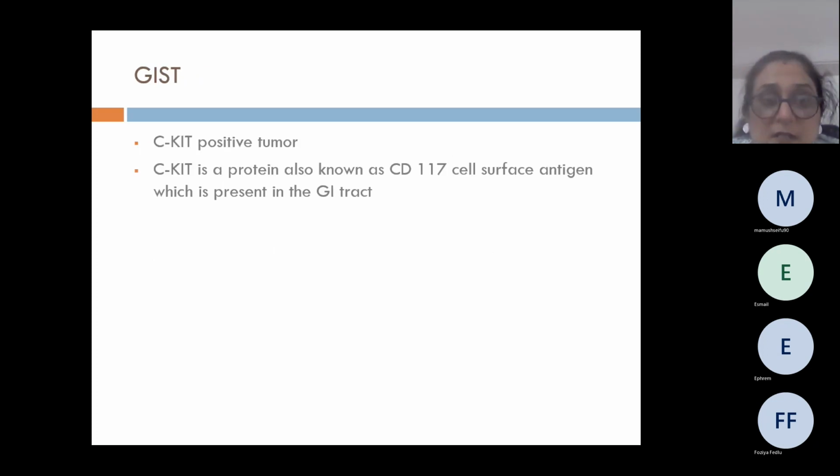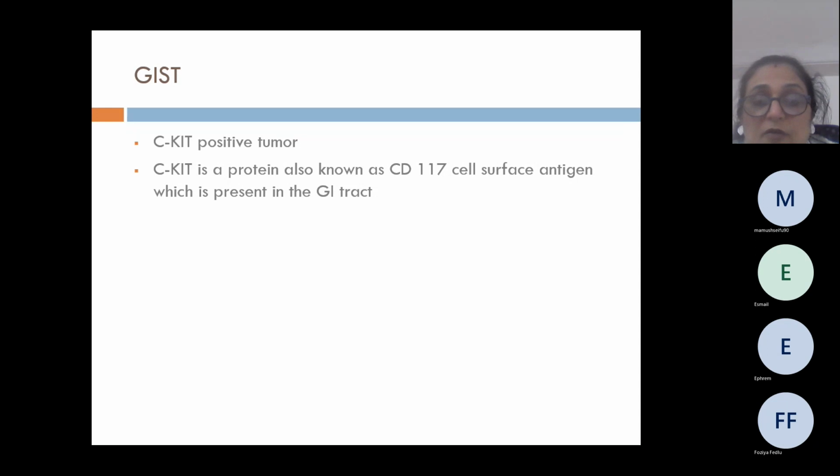Now, like your CML had the BCR-ABL gene in it, here GIST will have c-KIT protein. Okay, so it is a c-KIT positive tumor. c-KIT is a protein also known as CD117 cell surface antigen, which is present in the GI tract. So this protein is present in the GI tract. When this protein is present in the GI tract, then the patients get GIST.